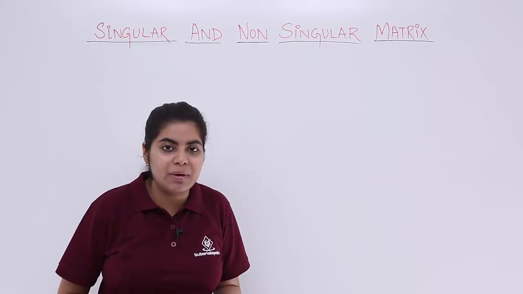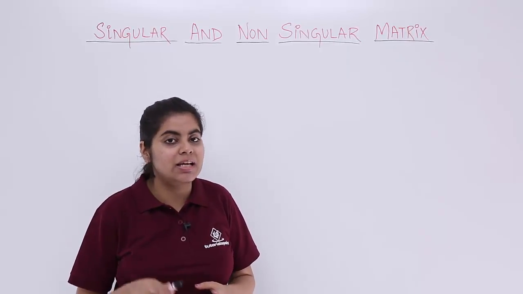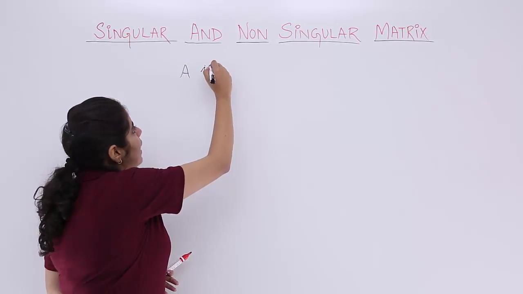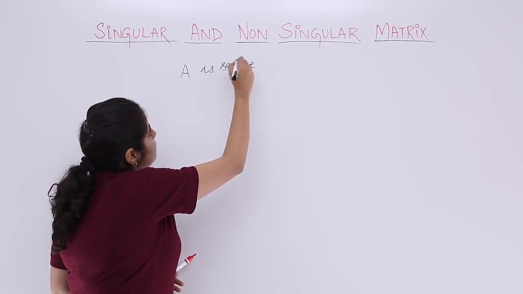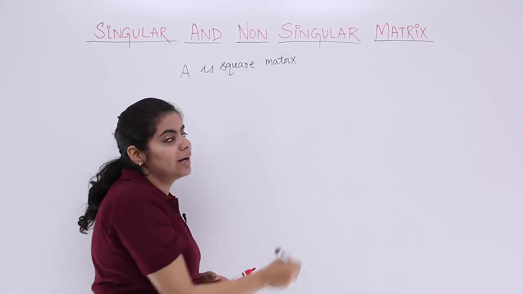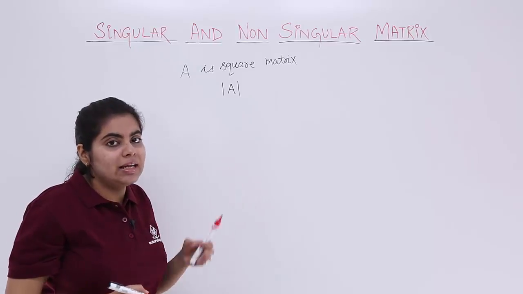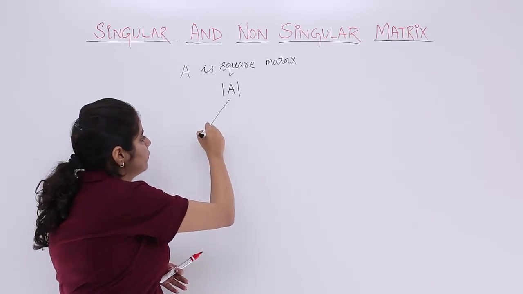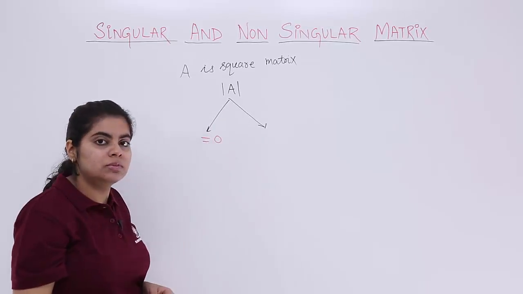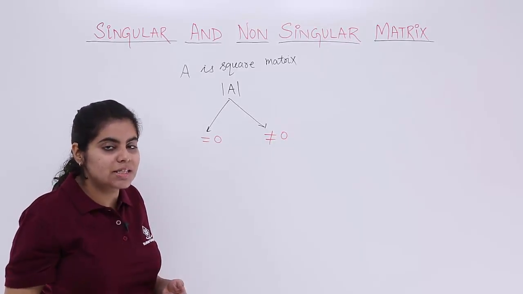We know that for any matrix, if it is a square matrix, you can always calculate the determinant. That means if A is a given matrix and A is a square matrix, it is always possible to find the determinant of that matrix, that is, det A. And if you can find det A, two things are possible. Either the value of the determinant will be equal to 0 or it will not be equal to 0. Only two things are possible.